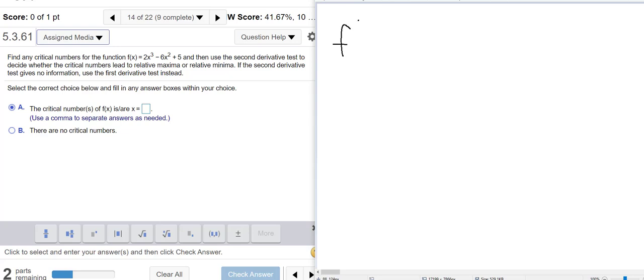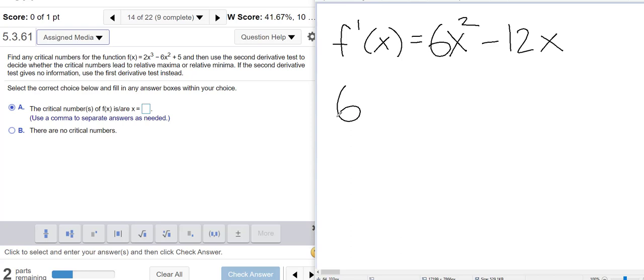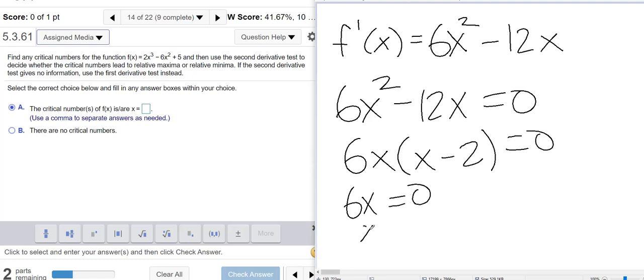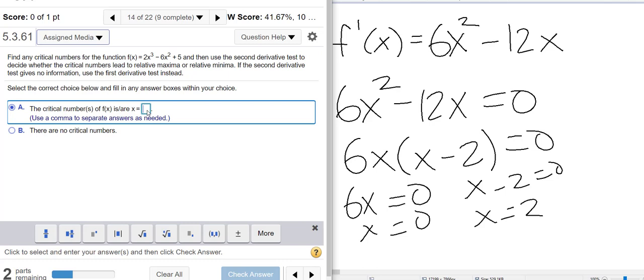So if we take the derivative of f, we get 6x squared minus 12x. To find our critical numbers, we set this equal to 0. We factor out a 6x, and we get 6x times x minus 2 equals 0. 6x equals 0 if x is 0, and x minus 2 is 0 if x is 2. So we do have two critical numbers here. They are 0 and 2.